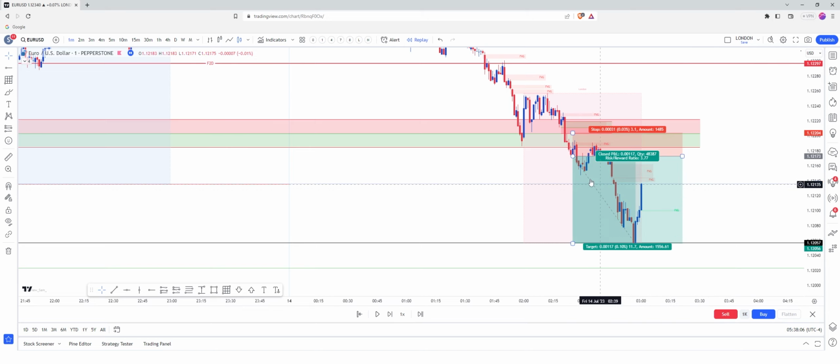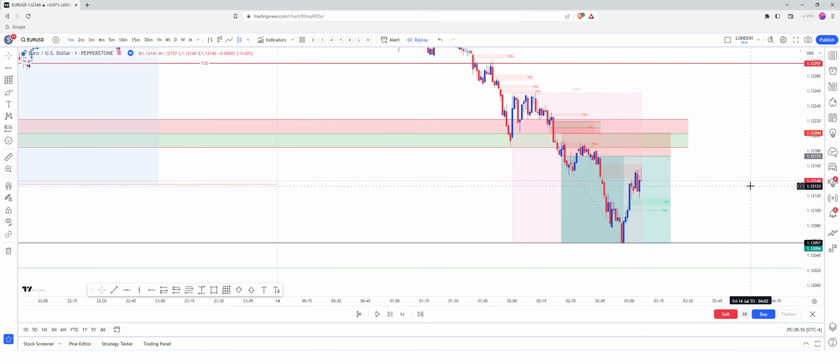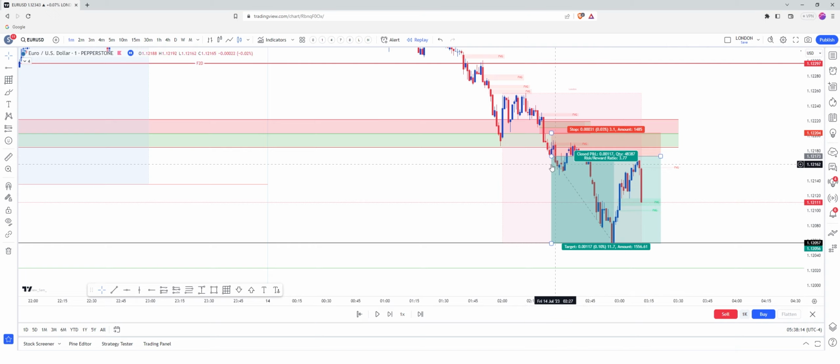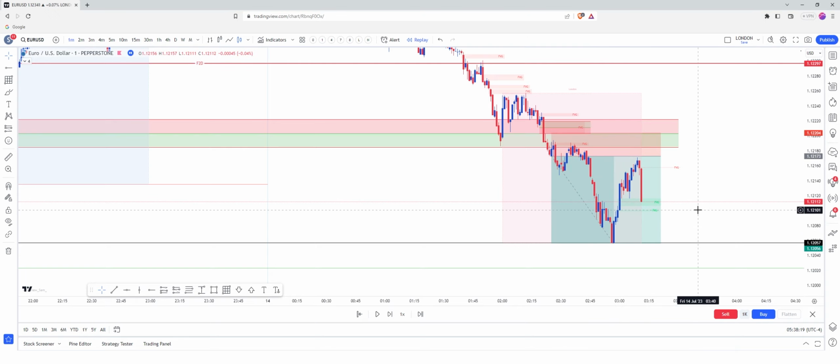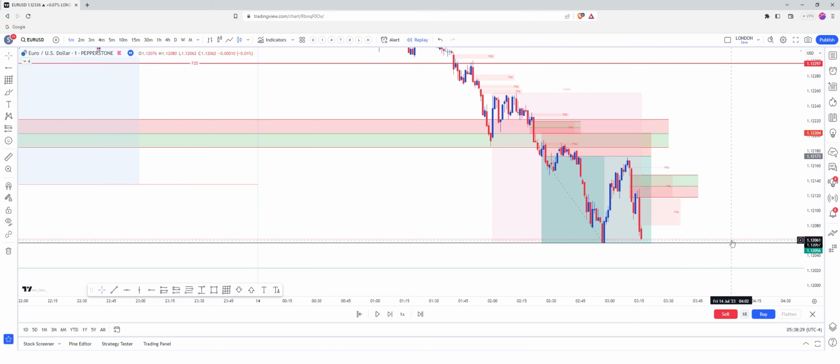So strong pullback. We've not broken structure yet. Not quite back at entry, but you would have been quite worried if you hadn't taken profits here. Nice big fair value gap. So again, let's monitor the 50% of these larger fair value gaps, see if it gets respected. Price pulled away nicely. Another big fair value gap. Again, let's monitor the 50%.